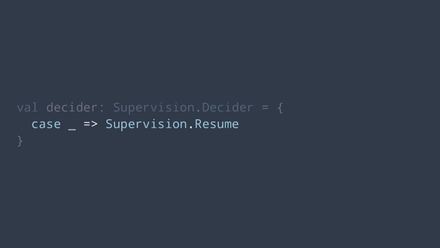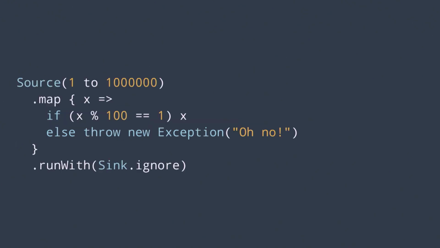So consider the following stream that basically throws an exception for almost every element. Maybe this is some legacy API that still throws exceptions that you have to deal with.